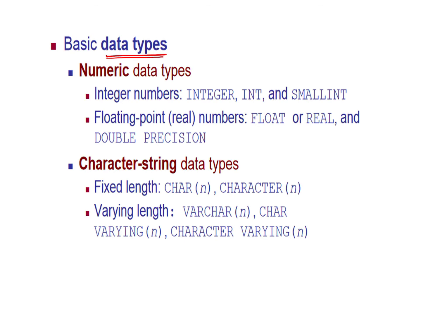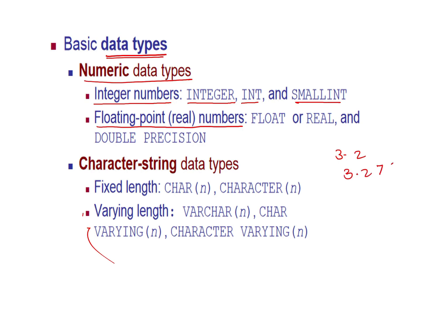So what are the basic data types? Numeric data types are the first category. So what all can I use? If I want an integer number entry, then I can mention it as integer, spelled out completely, or just as int, which we saw in a couple of examples, or smallint. Then I can have floating point numbers, if I want decimal digits, like 3.2 or 3.276. So I can mention them as float or real or double precision.